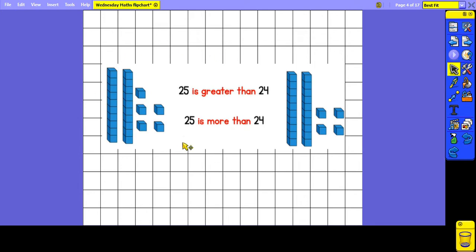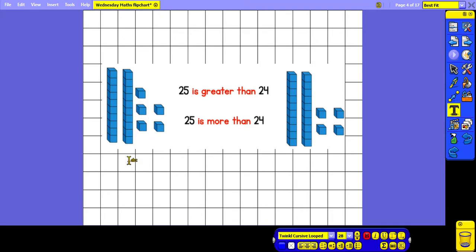So if we have a look at the base 10 on this side first of all, we've got 2 stacks of 10, which is 20 altogether, and then 5 ones. So this base 10 is representing the number 25. And on this side we have got 2 stacks of 10, which is 20, and then there are 4 ones. So these are representing 24.